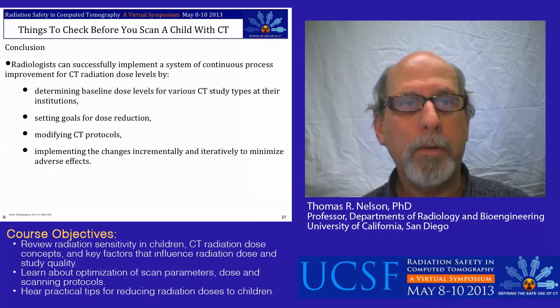So, in conclusion, radiologists can successfully implement a system of continuous process improvement for CT radiation dose levels by determining baseline dose levels for various CT study types at their institutions, setting goals for dose reduction, modifying CT protocols to take advantage of the capabilities of the scanner and achieve those goals, and implementing changes incrementally and iteratively to continue to minimize adverse effects and optimize scanning protocols for children.